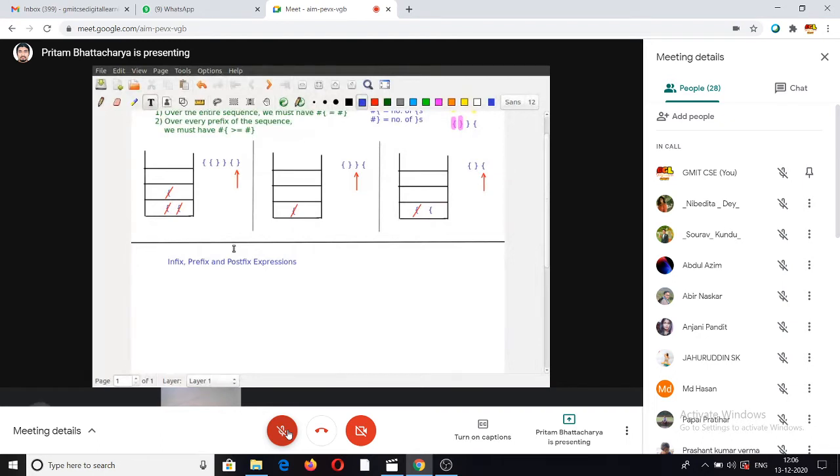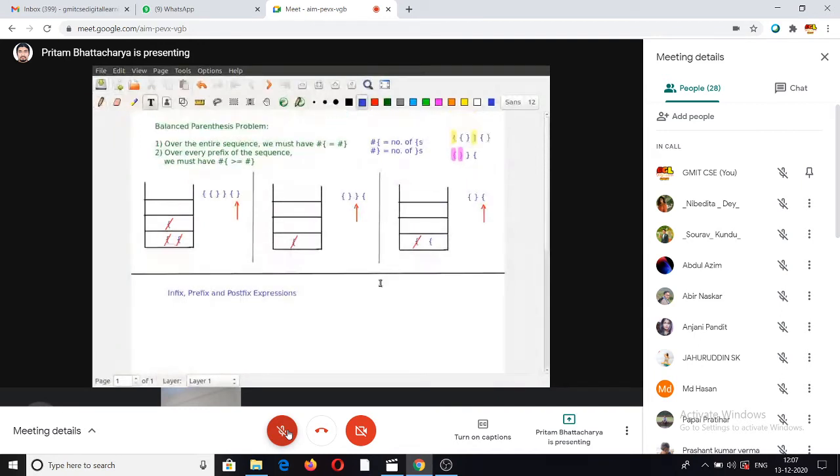Pritam, I have one small question. According to your example, you have used only one type of parenthesis, like the second bracket. But if I use first bracket and third bracket as well, is there any preference between the first, third, and second bracket when we implement the comparison operation in the stack?